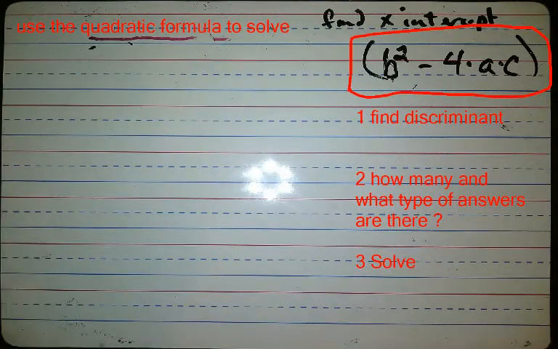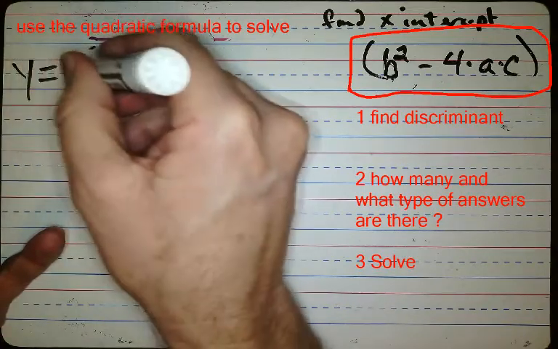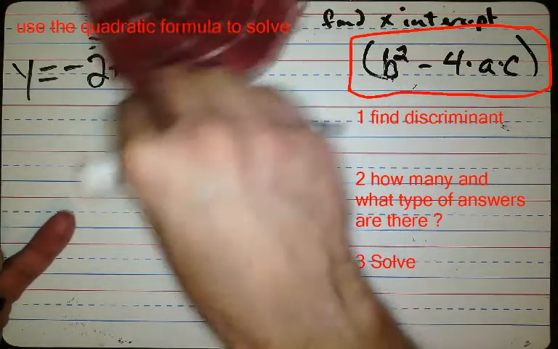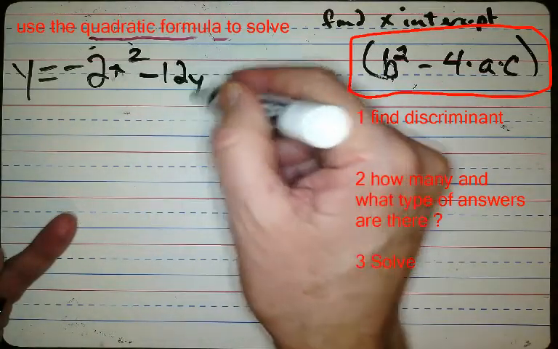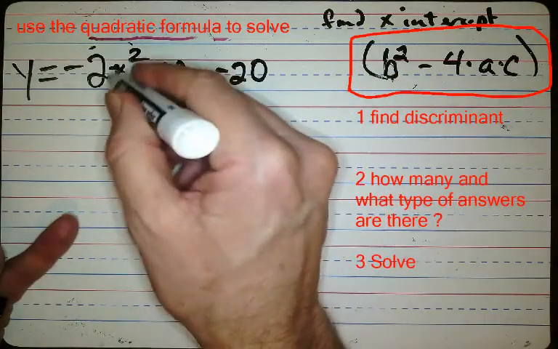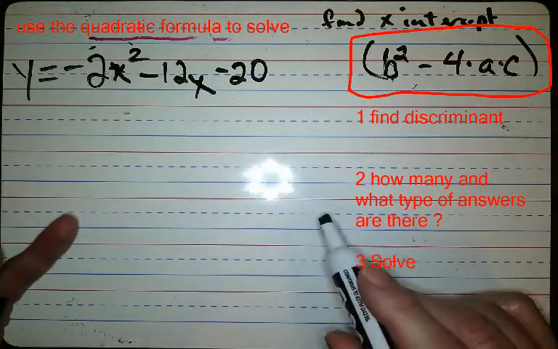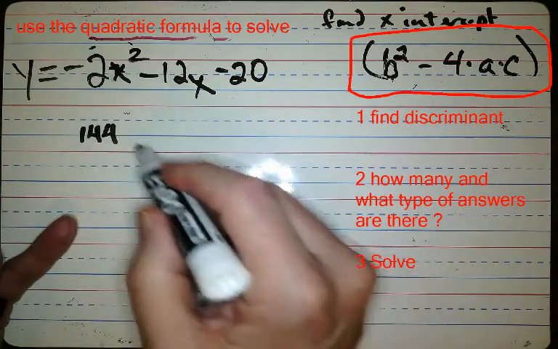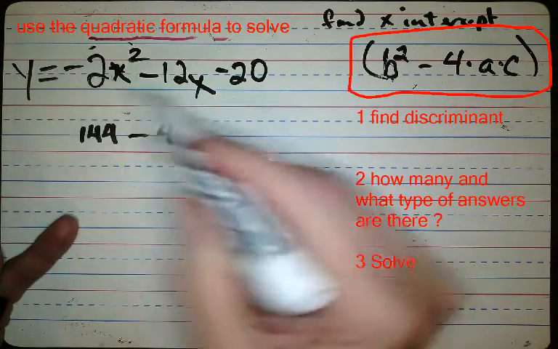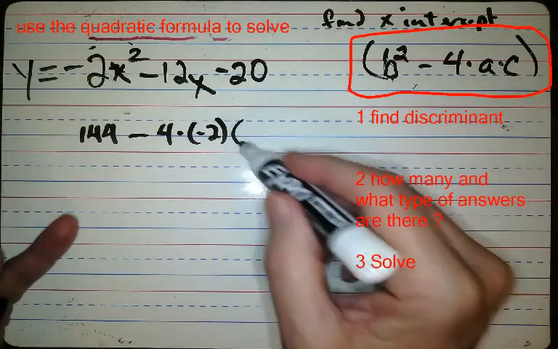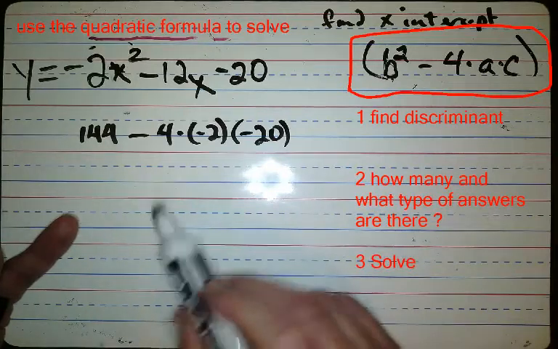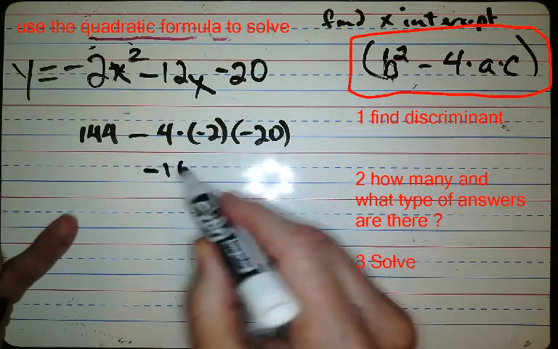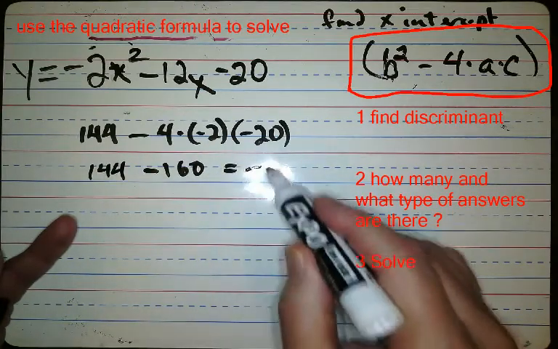We'll do one that has complex answers just to show you what they look like. Some people don't know what that looks like. That's supposed to say negative 2x squared minus 12x minus 20. b squared, 12 squared, is 144. Minus 4 times the a number, which is negative 2, and the c number is also negative. Negative times negative would be positive 8, and positive 8 times negative 20 would be negative 160. 144 minus 160 is negative 16.